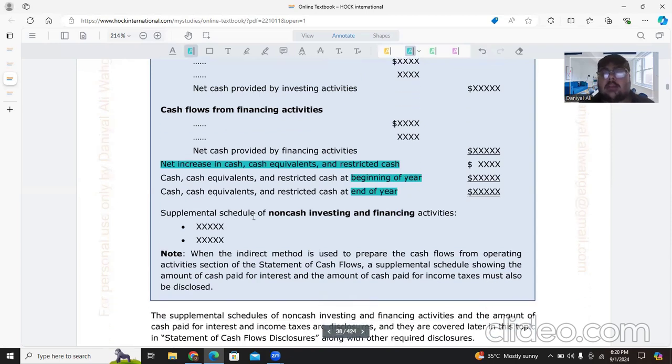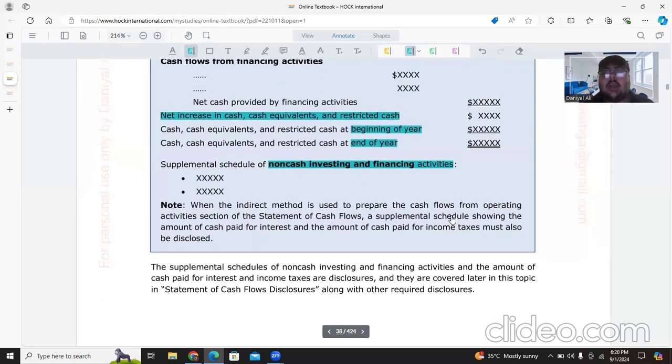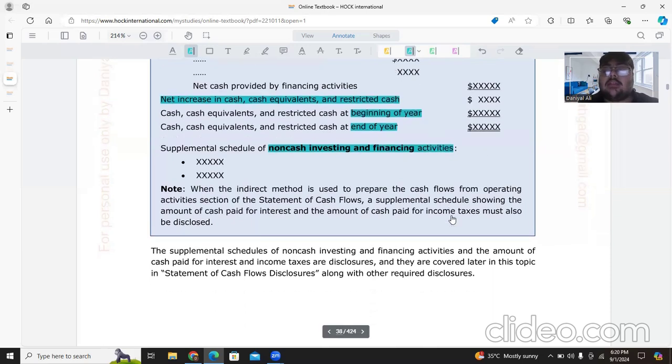It says supplemental schedules for non-cash investing and non-cash financing. You prepare some supporting schedules as well. Yes, those supporting schedules are very important. It says when the indirect method is used to prepare the cash flows from operating activities section of a statement of cash flows, the supplemental schedule showing the amount of cash paid for interest and the amount of cash paid for income taxes must also be disclosed.